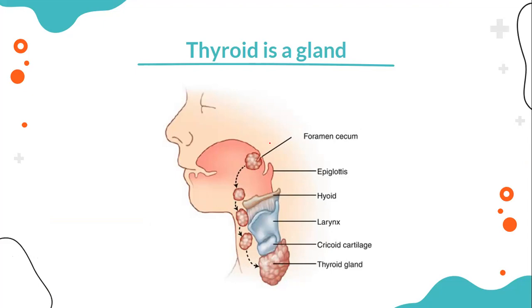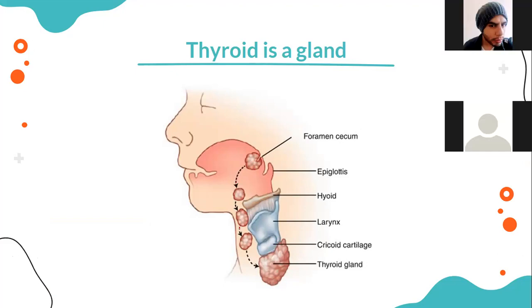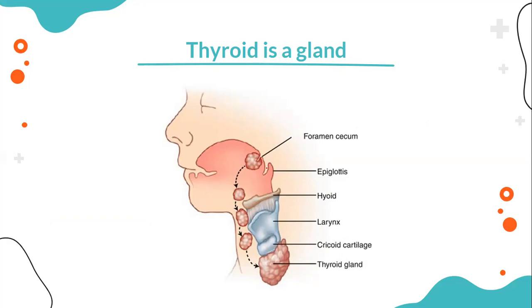However, there could be some conditions in which this migration does not happen correctly. So what would happen? Since it would stop here, right here, we would have a different kind of thyroid, which would be a sublingual thyroid.